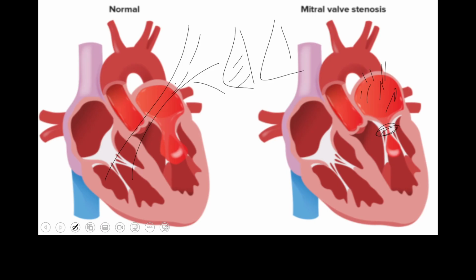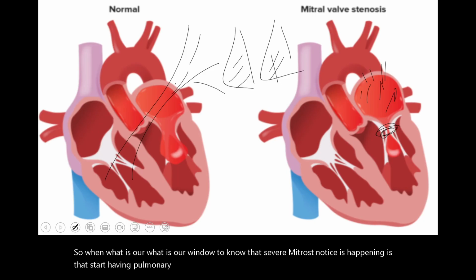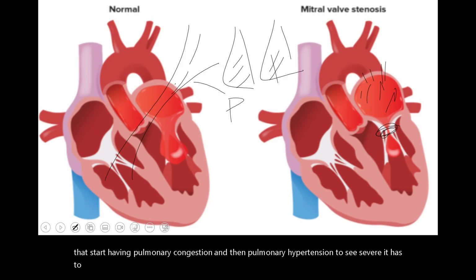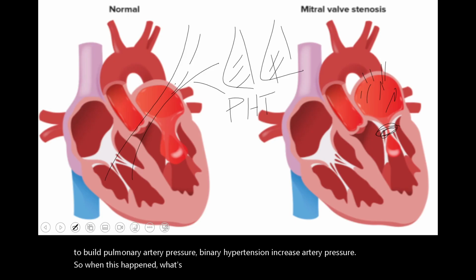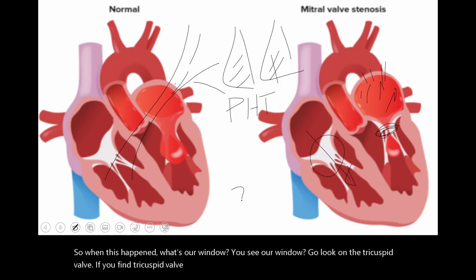So what is our window to know that severe mitral stenosis is happening? It starts with pulmonary congestion and then pulmonary hypertension. To say severe, it has to be increased pulmonary artery pressure. So when this happens, what is our window? You go look at the tricuspid valve. If you find tricuspid valve regurgitation with more than 2.8 meter per second velocity, this means I have pulmonary hypertension.